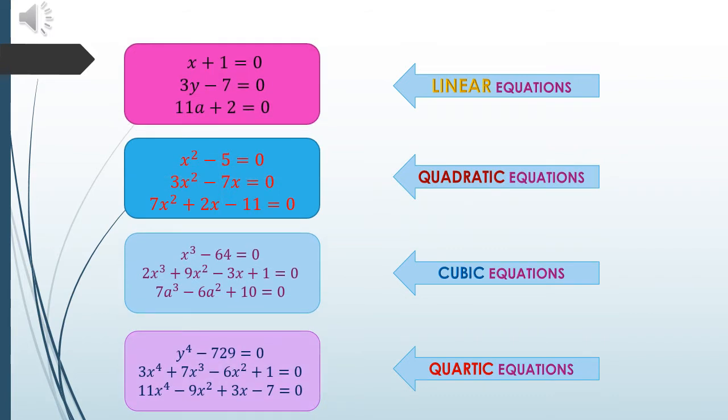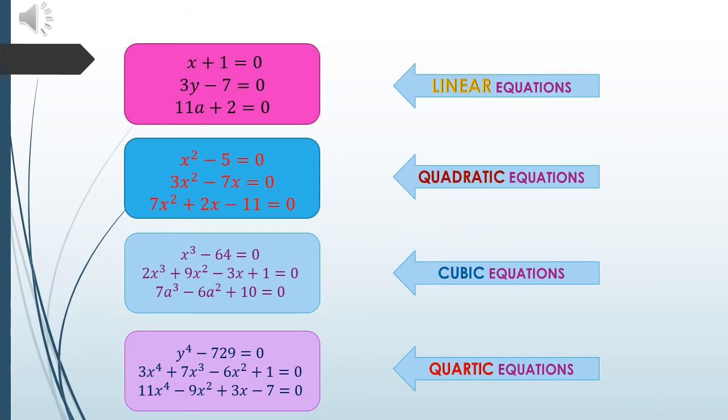Here we have some examples related to the types of equation depending on their degrees. x plus 1 is equal to 0. In this equation, the highest power of variable is 1. It is called linear equation. In the second equation, 3y minus 7 is equal to 0, the power on variable y is only 1. That's why it is also called linear equation.